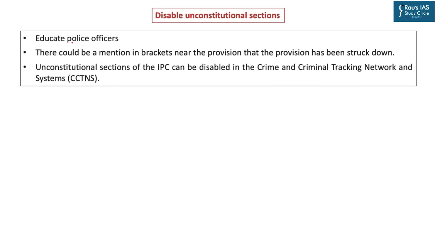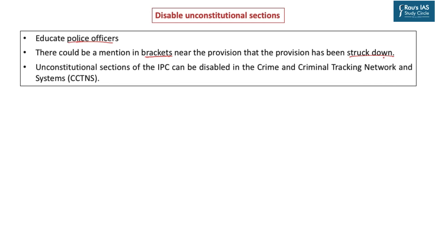So police officers at all levels must be educated on the latest developments, and on provisions of the law that have been declared unconstitutional. The Superintendent of Police must have an oversight on this. Officers committing lapses, either by mistake or deliberately, must be reported negatively in the annual confidential reports. A suggestion has come from the Attorney General that there must be a mention in brackets near the provision that the provision has already been struck down.